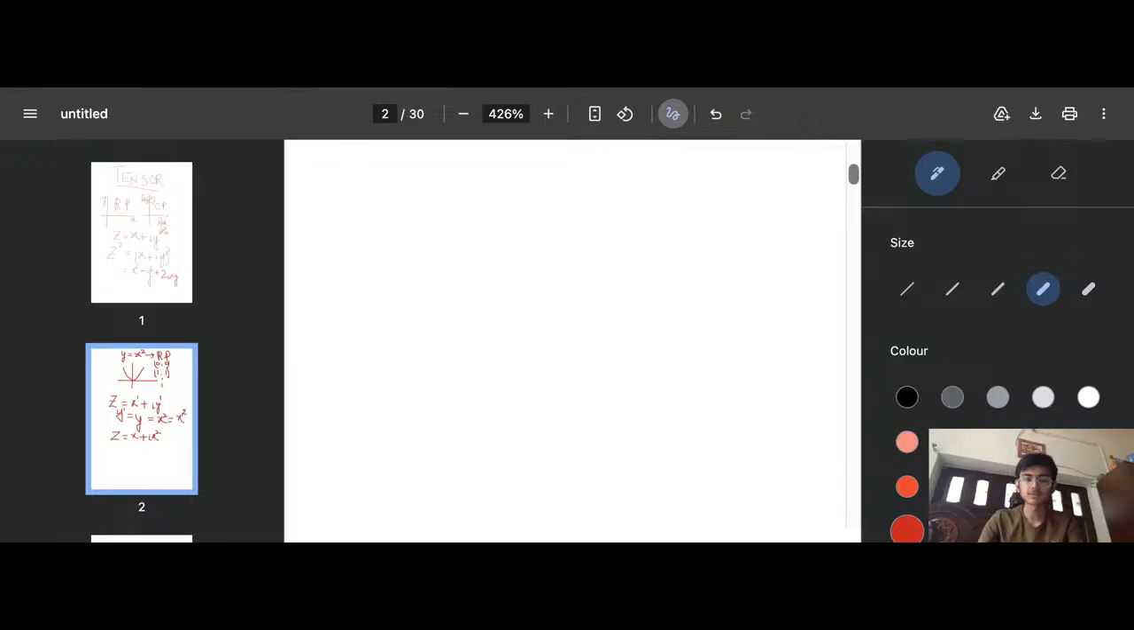So this will form the basis for the negative dimension. So let's start with the negative dimension without any delay. What is negative dimension?